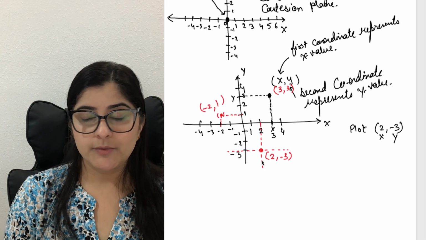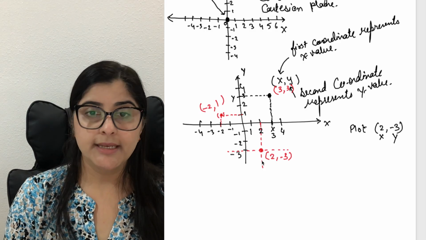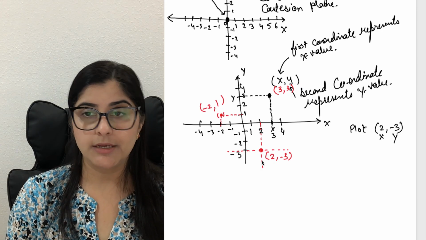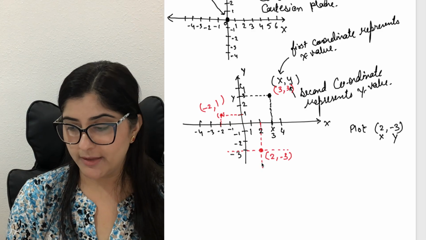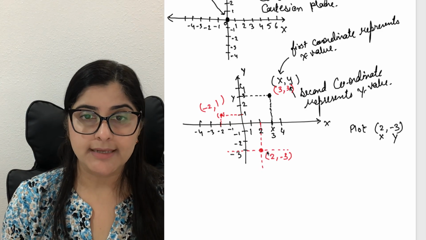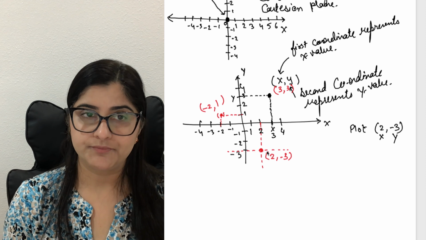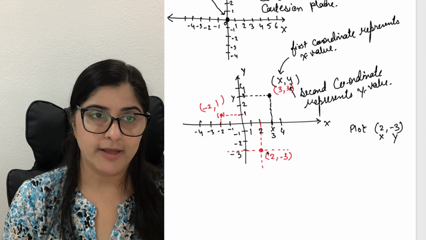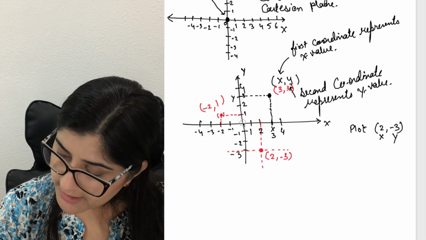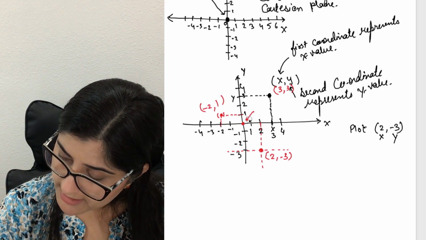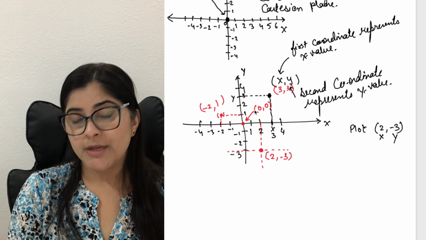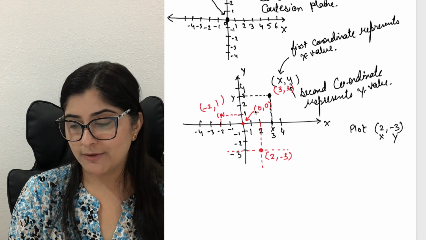So always remember, when you plot any point in an xy plane, the first coordinate always represents our x value and the second coordinate represents the y value. And every point in the xy plane will be an ordered pair where we will have an x value and a y value. And what will be the coordinates of the origin? The x value is 0, the y value is also 0. So 0, 0 are the coordinates of the origin.